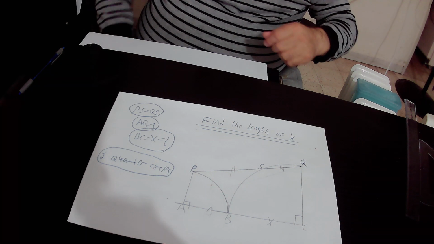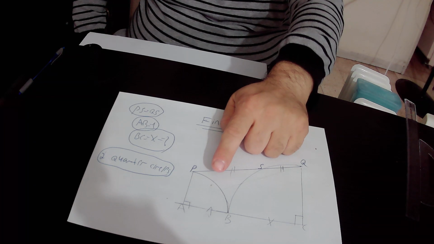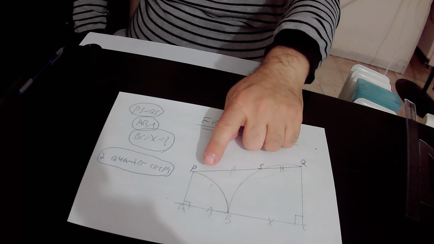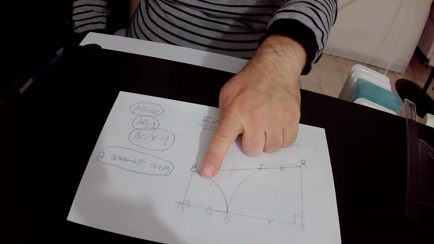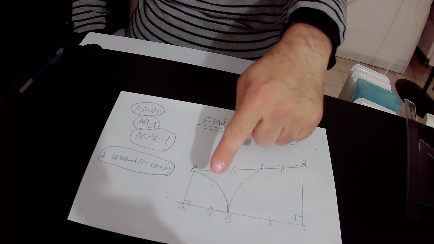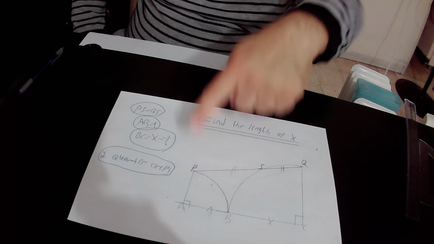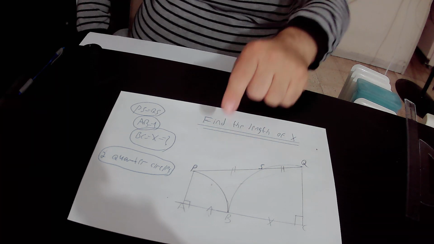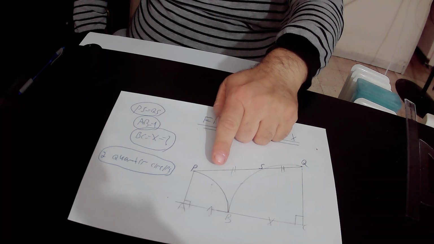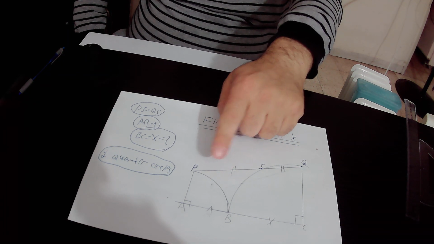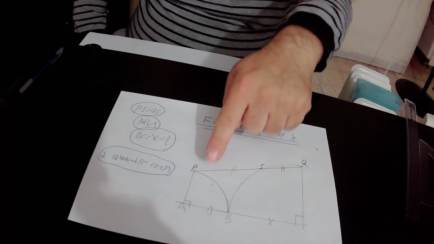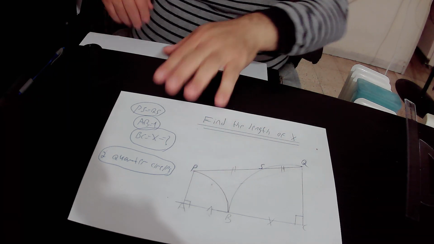Okay, so first of all, in this quarter circle, side AB equals side AP. They are both the radii of this quarter circle, therefore they are equal to each other. But side AB equals 1, therefore side AP will also be equal to 1.